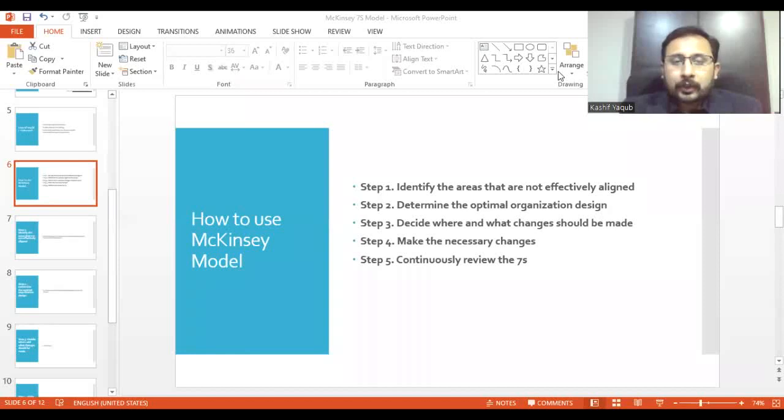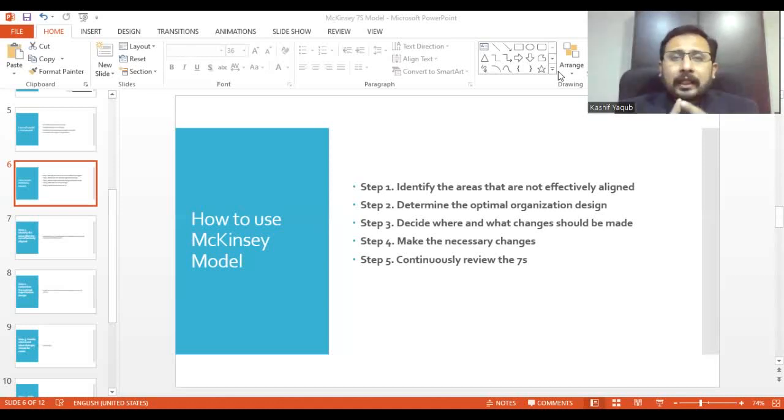Let's go to the next slide. So, how to use the McKinsey 7S model? First of all, we will go by the steps. There are 5 steps for that. Number 1, identify the areas that are not effectively aligned. Number 2, determine the optimal organization design. Number 3, decide where and what changes should be made. Number 4, make the necessary changes. Number 5, continuously review 7S.